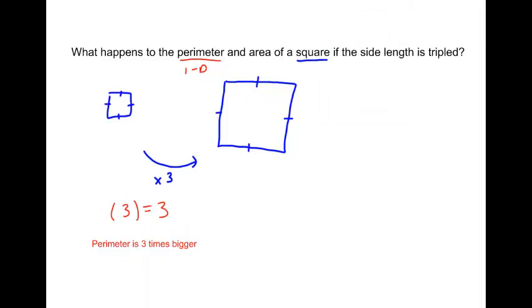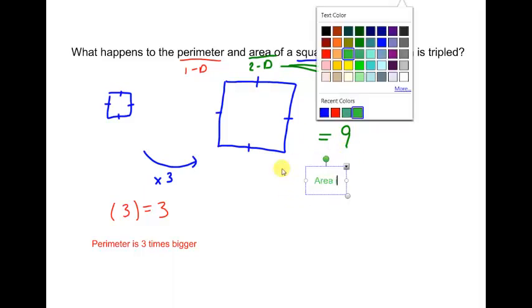But what happened to the area of the square? The area is also asked for, which is a two-dimensional change, so that means the scale factor not only applies to one side, but applies to both sides. Both sides were tripled, so we multiply by 3 again to get the change. And the change is 9 times bigger. So the area is 9 times bigger.